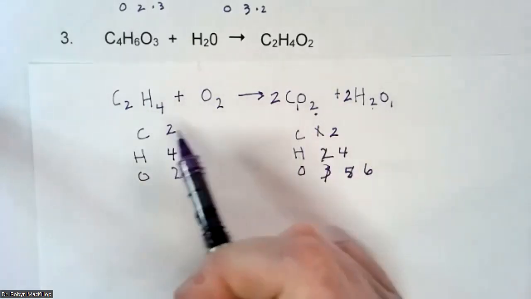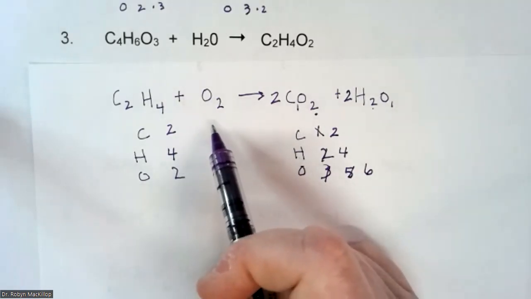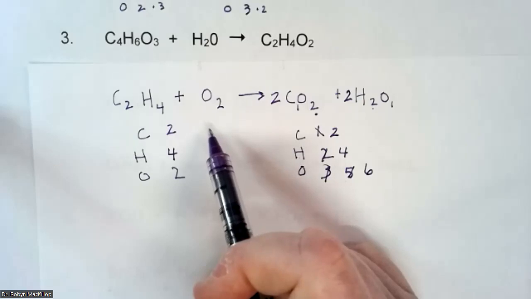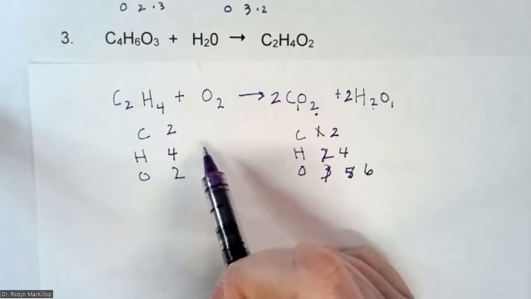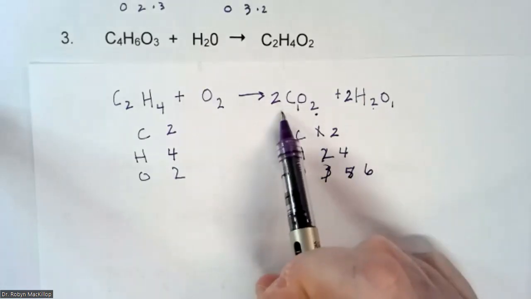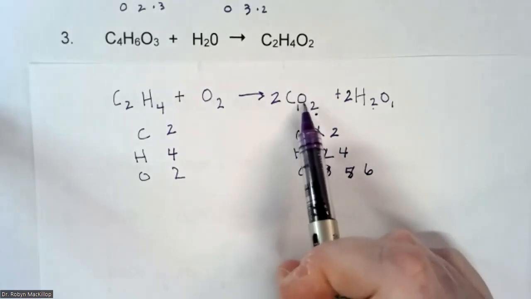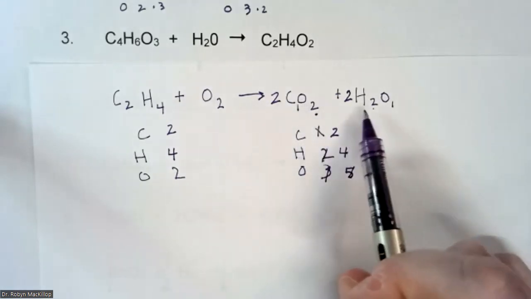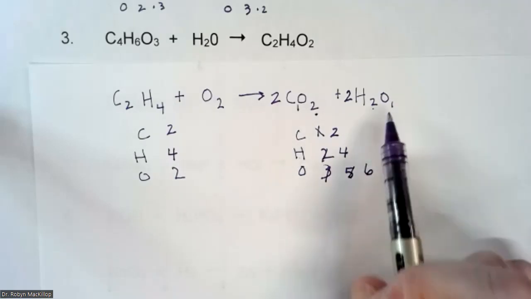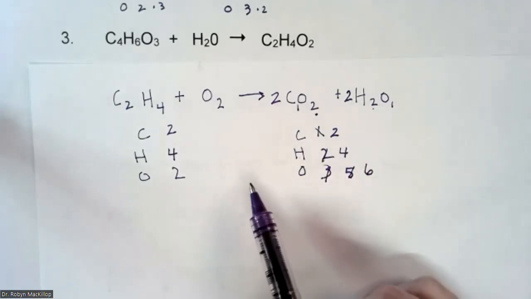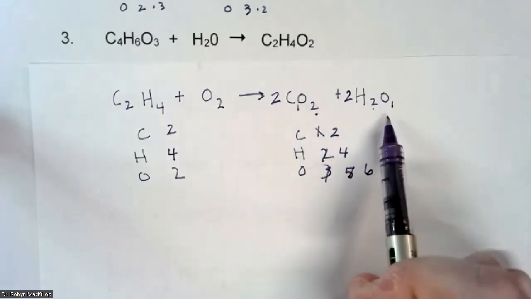So now I'm going to come over here and fix this one. I've got 2 O's over here. How do I get it up to 6? So you've got 2 times 2, you've got 4 O's here. And then 2 times 1, you've got 2 more here. That's 4 and 2.